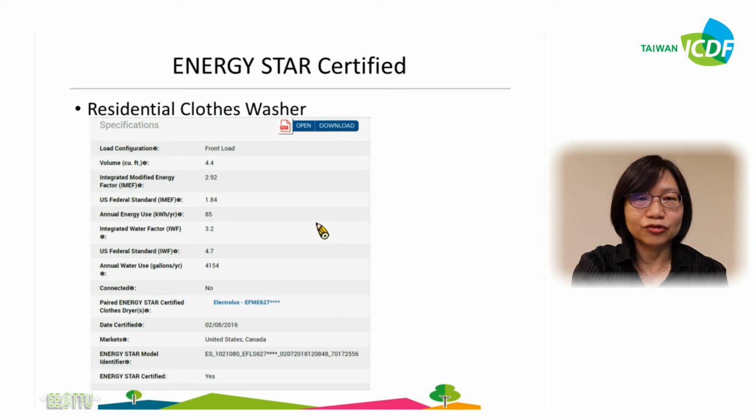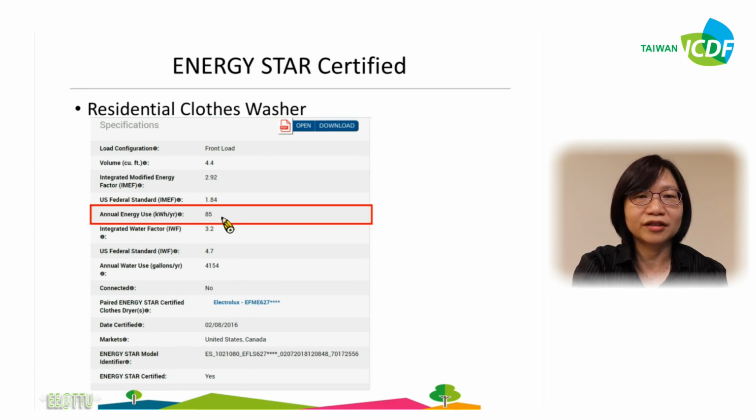This is one of the examples. For example, you want to check your clothes washer for a specific brand and model. This model shows the annual energy use, which is 85 kilowatt-hours per year. But this information is calculated based on annual usage of 295 loads, or around 6 loads per week. So if you wash more often or less often, you should adjust the number.